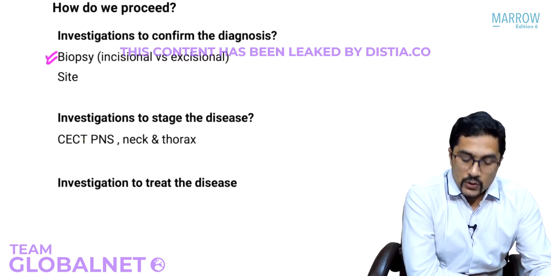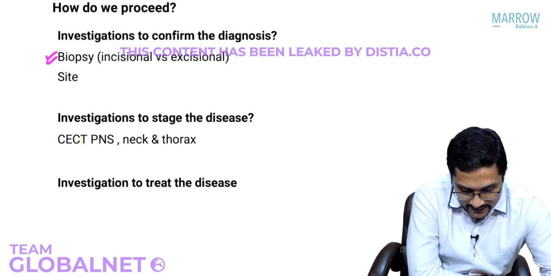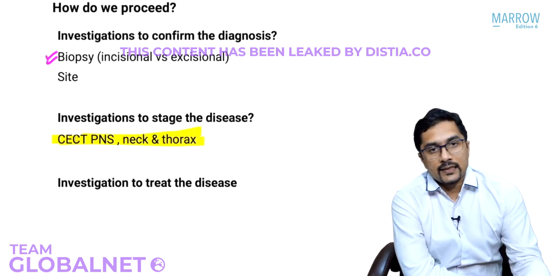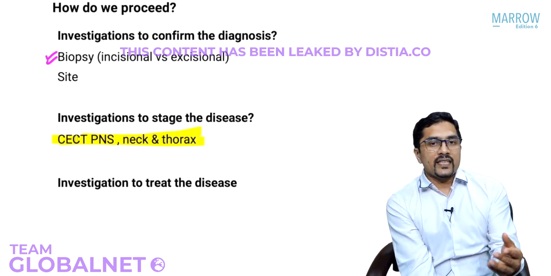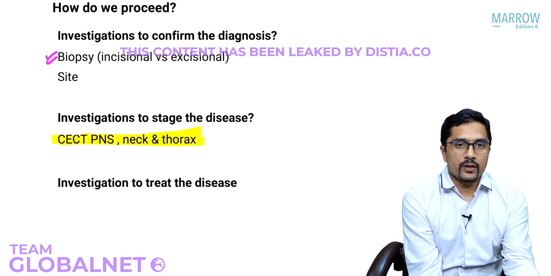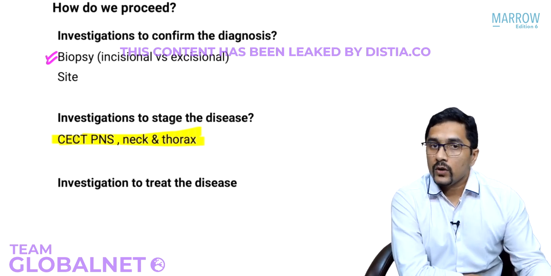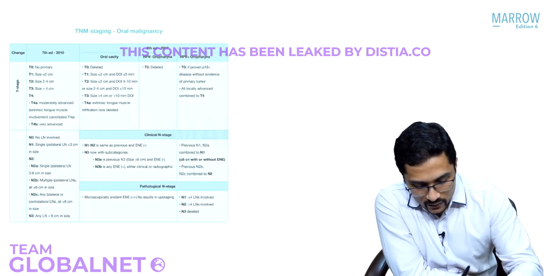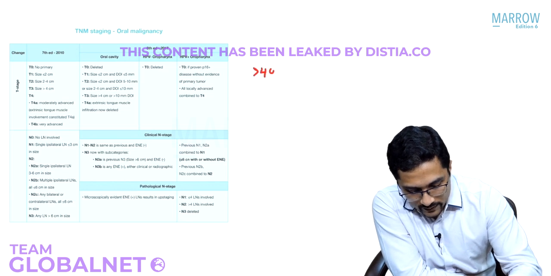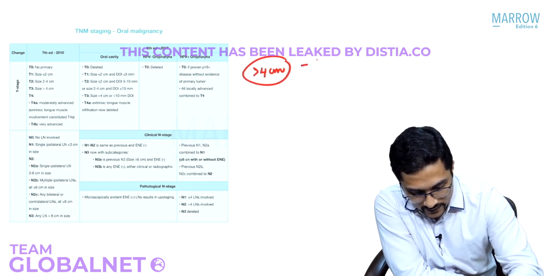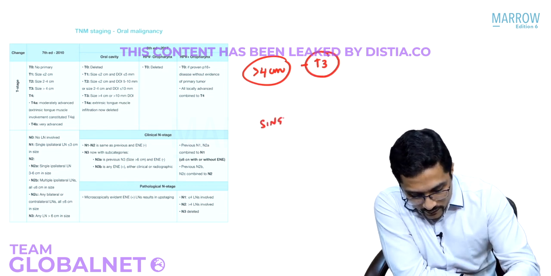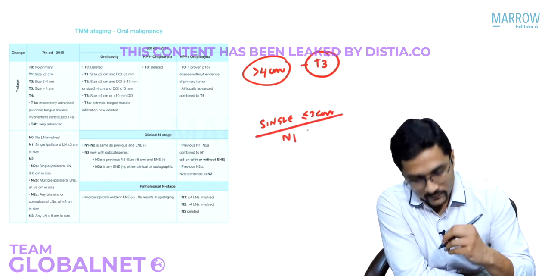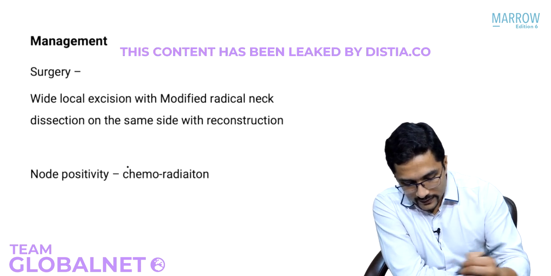Then we'll do investigations to stage the disease. We'll do a CECT of the paranasal sinuses, neck and thorax. And investigations to treat the disease, you'll do the routine PAC workup for the patient so that the patient can undergo surgery. T3N1, you know, because it is more than 4 centimeters in size, so it is T3. And single lymph node which is less than or equal to 3 centimeters is N1. So T3N1 is the stage.